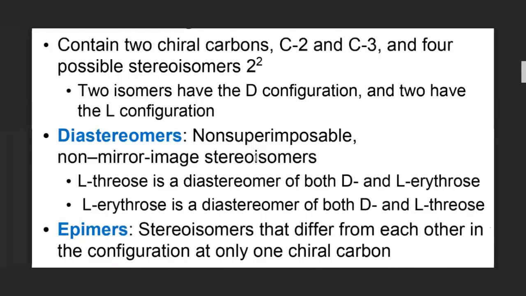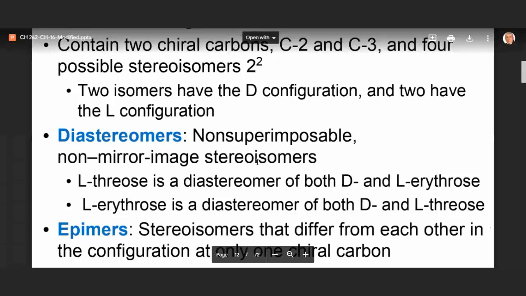It's always like this. If a sugar has, for example, 50 possible stereoisomers, 25 are in the D and 25 are in the L configuration. Then we come to the so-called diastereomers, which are non-superimposable, non-mirror image stereoisomers.